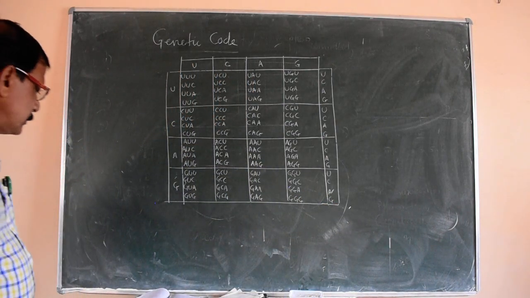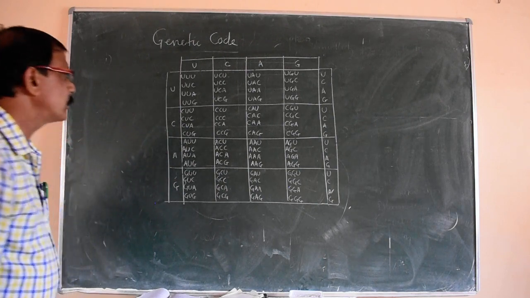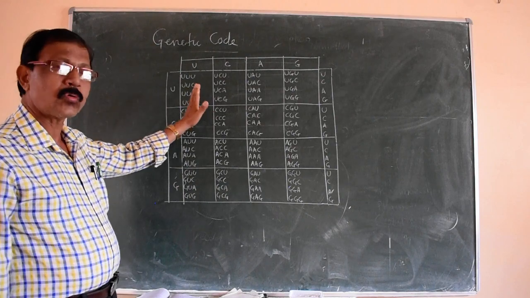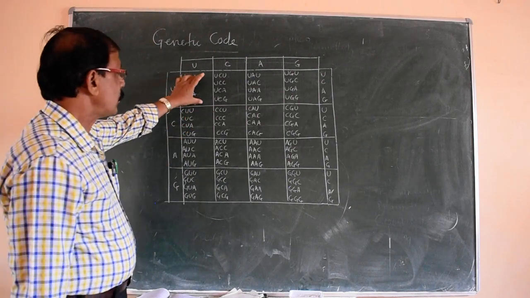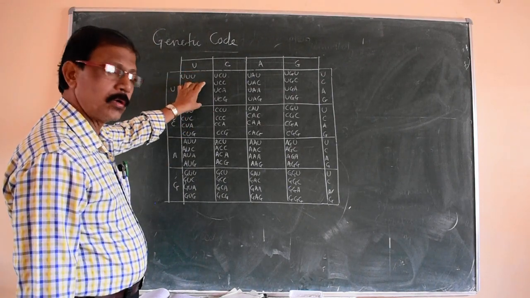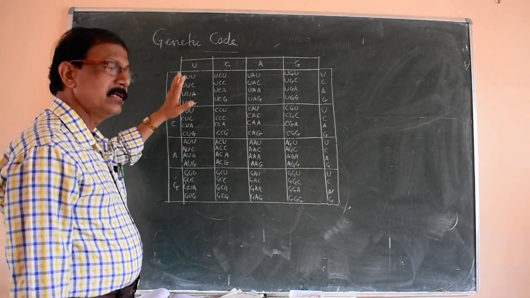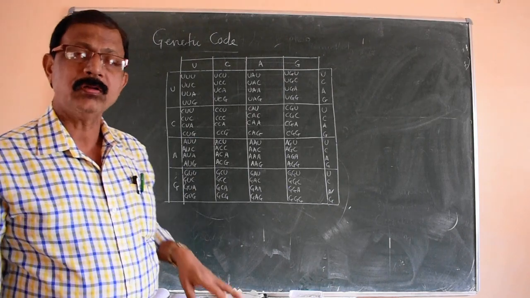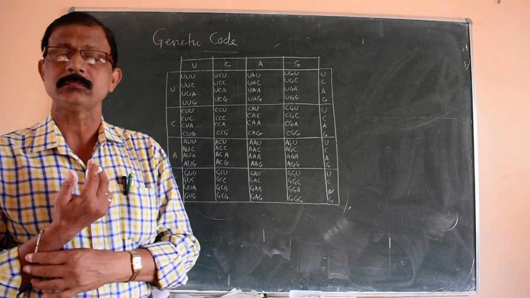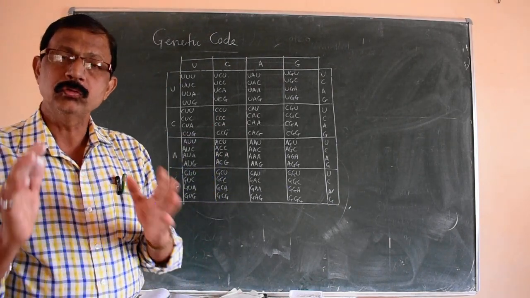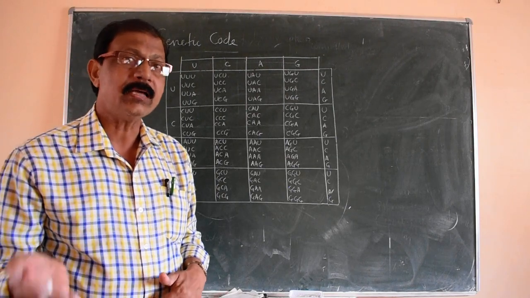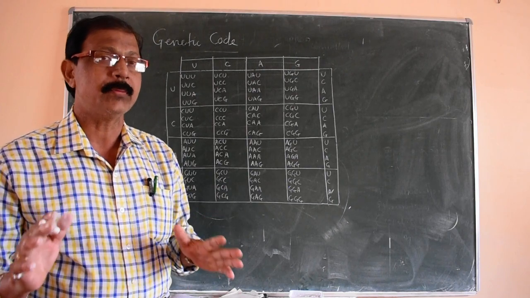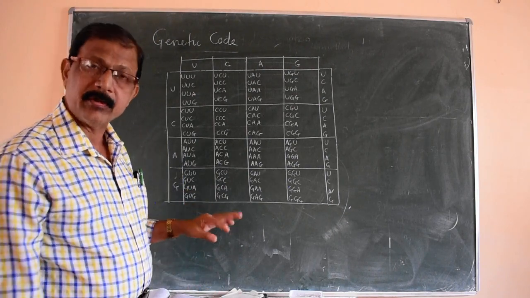See, so these are the different types of codons we got. Totally, see here, 64 codons are there. Each column contains how many? 4, and 16 columns are there. 16 into 4 means totally 64 codons. And all these 64 codons are used for what? Naming the amino acids. Totally how many types of amino acids are there? 20 amino acids are there.